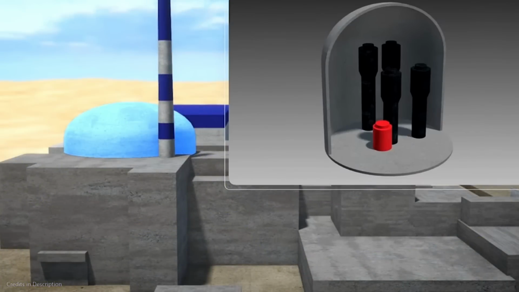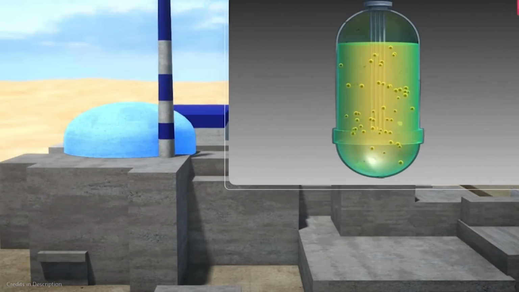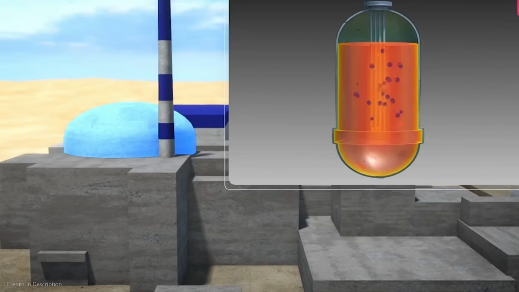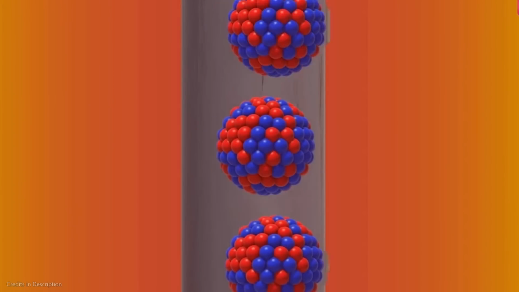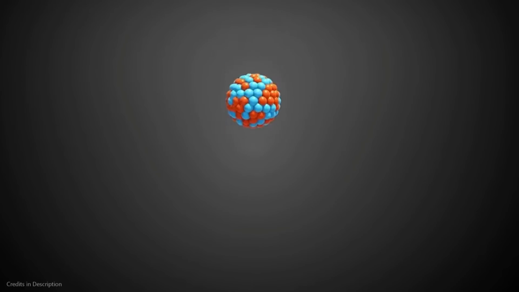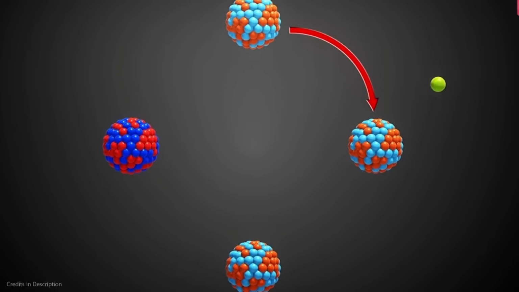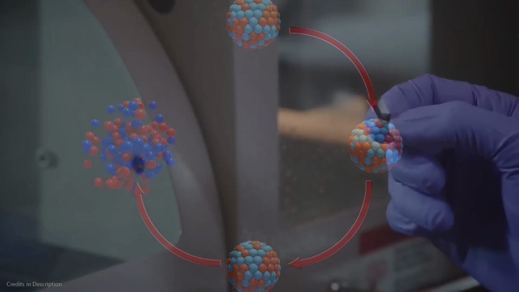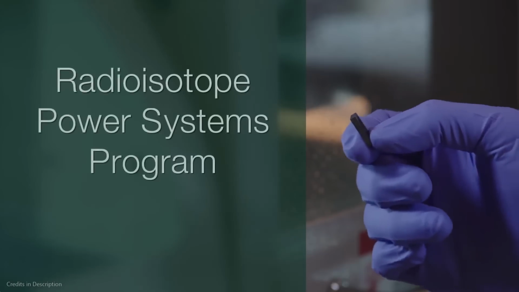When a fission reactor is initially started, an external neutron source is required to initiate the fission process. This is because the fuel, while it can sustain a chain reaction once started, doesn't have enough free neutrons to start the reaction independently. At this point, an important distinction should be made between radioisotope thermoelectric generators and nuclear reactors.